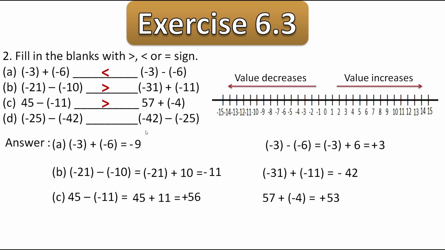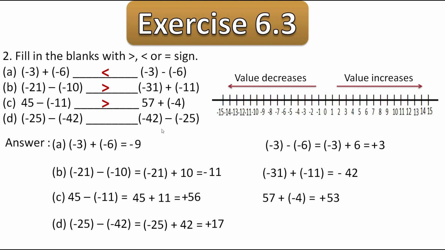Okay. Now let's solve the D1. Here again we have a minus sign in between, so we have to change the sign of the next number. So minus 25 plus 42. Now as both of them have different signs, we have to subtract. 42 minus 25 gives you the answer as 17, and the bigger number here is 42, which has a plus sign, therefore we have to give the plus sign to the answer.